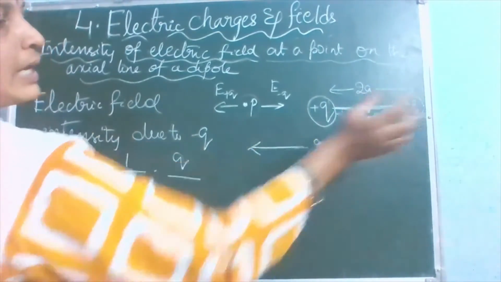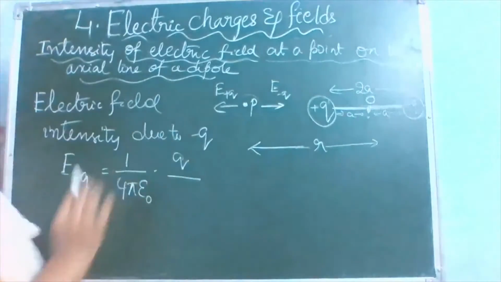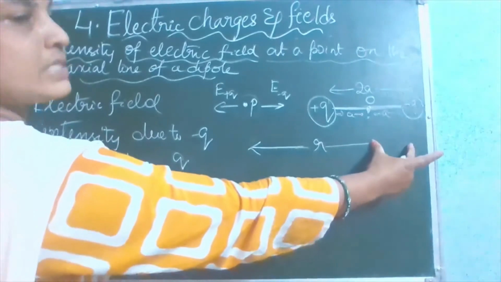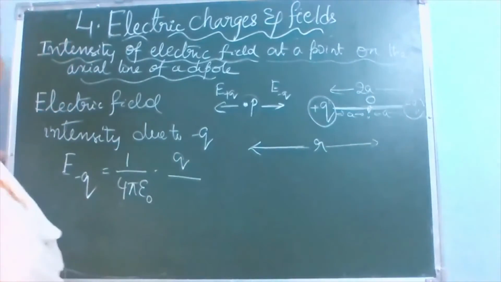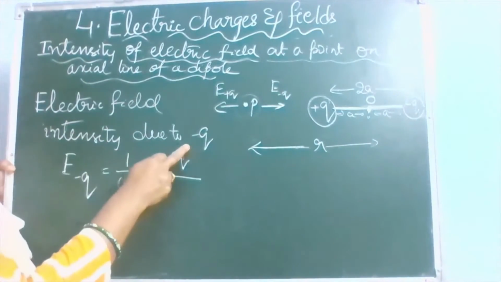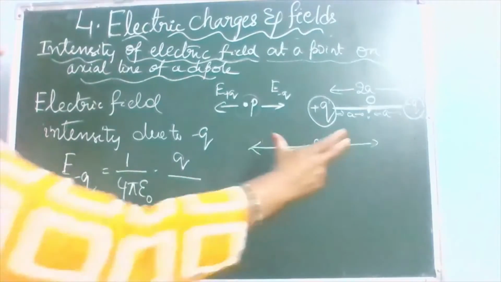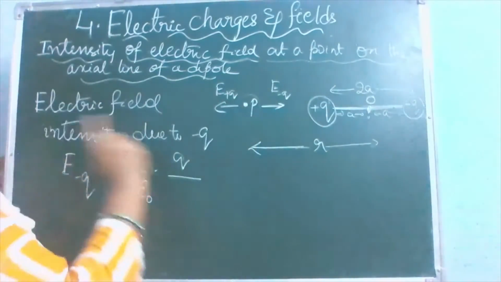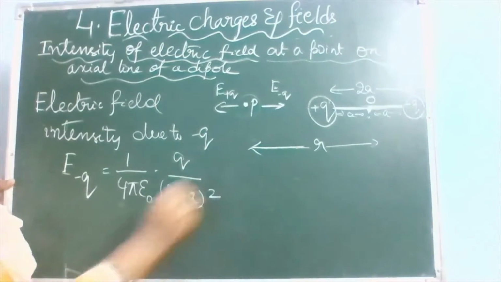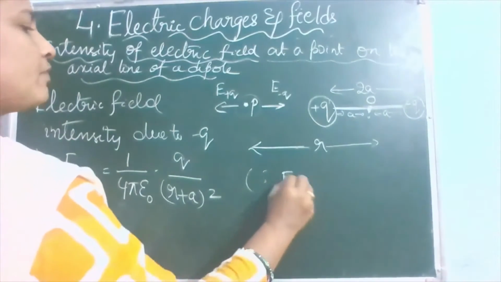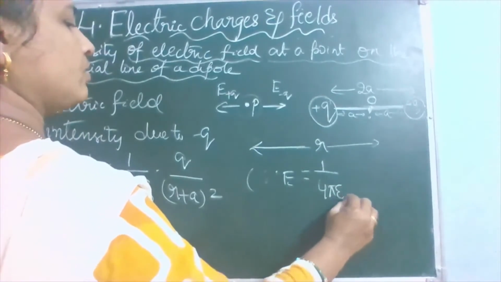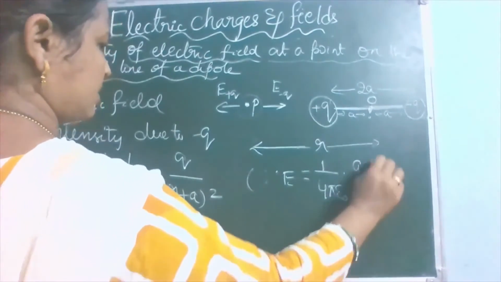So the total distance is r plus a. Already from here to here equals r, and plus this distance a. So because of this we have to calculate the electric field intensity due to minus q. So from minus q to this point, the distance is r plus a, so r plus a whole square. Why? Because we have the formula for the electric field intensity: E is equal to 1 by 4 pi epsilon naught into q by r square. From this formula we have to take this.